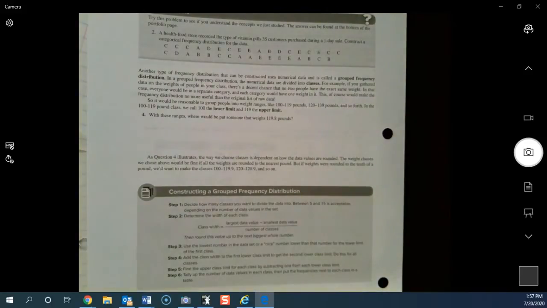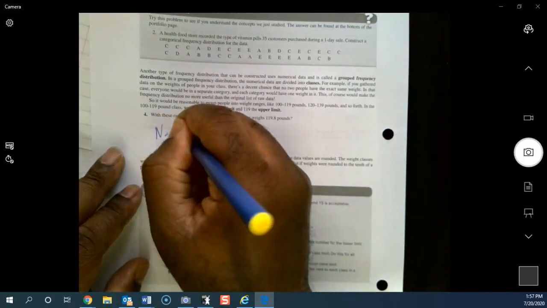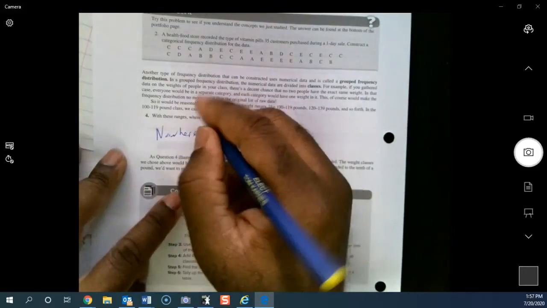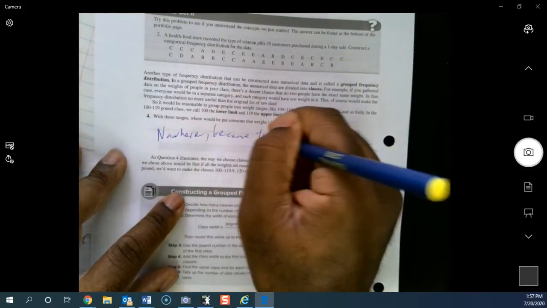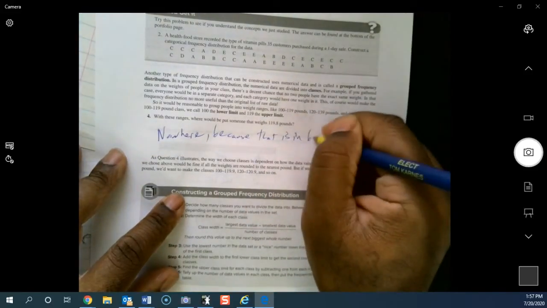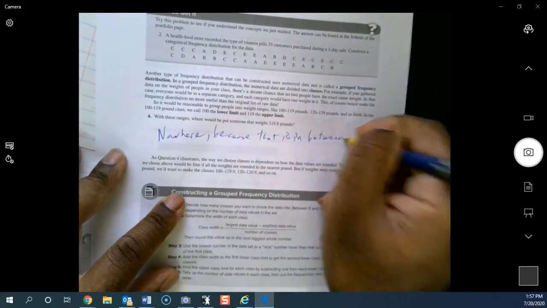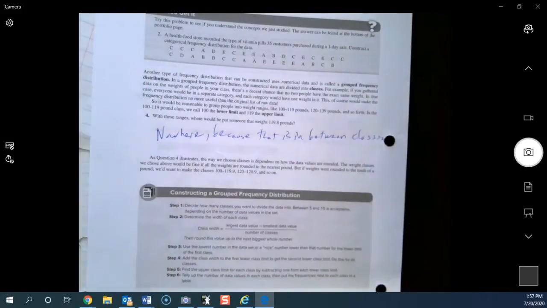and so forth. In the 100 to 119 pound class, we call 100 the lower limit and 119 the upper limit. So number 4, with these ranges, where would we put someone that weighs 119.8 pounds? It'd be nowhere, because that is in between classes. It'll be nowhere.